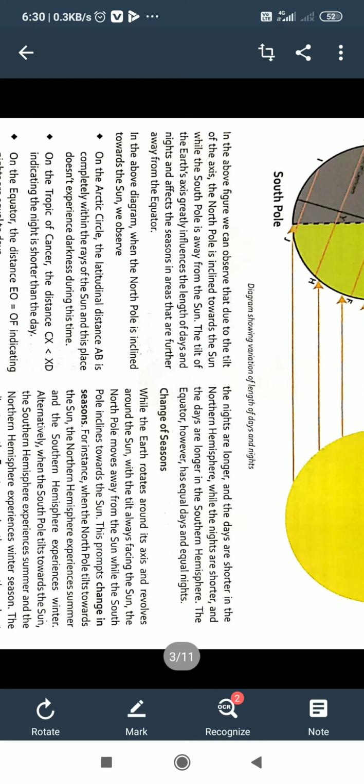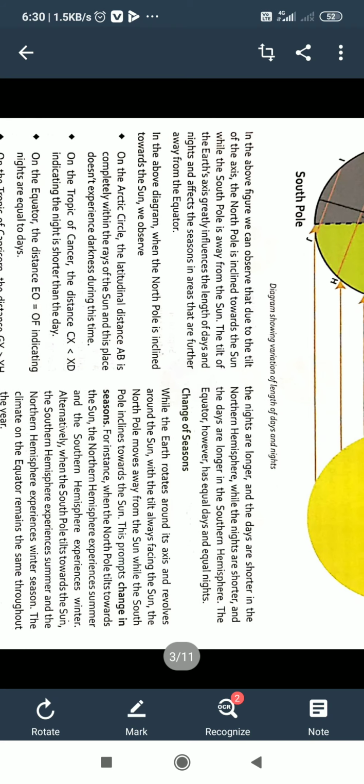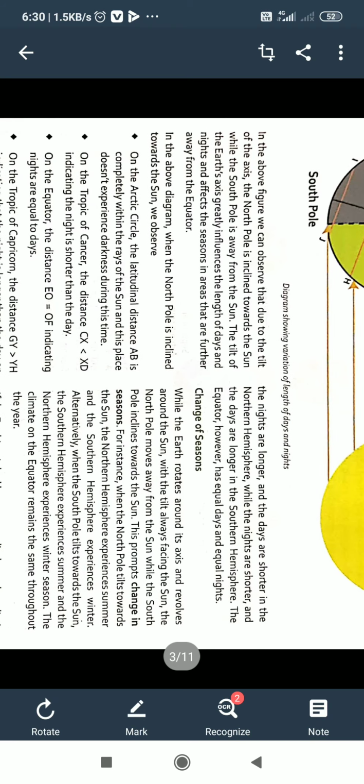When the north pole tilts toward the sun, the northern hemisphere experiences summer and the southern hemisphere experiences winter. Alternatively, when the south pole tilts toward the sun, the southern hemisphere experiences summer and the northern hemisphere experiences winter. The climate on the equator remains the same throughout the year.